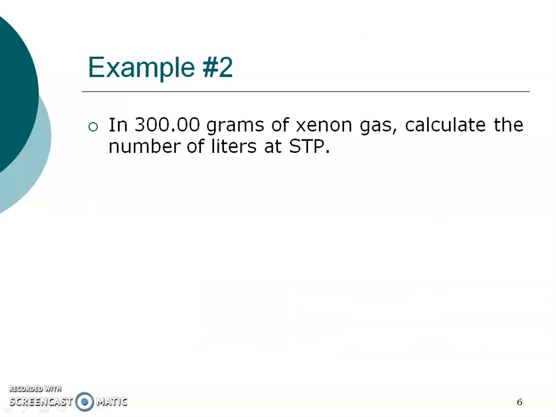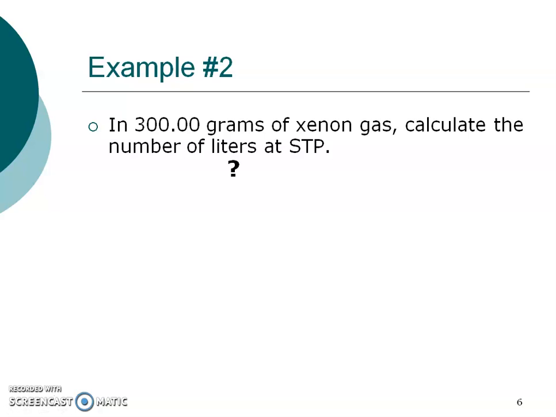Let's look at number 2. In 300 grams of xenon gas, calculate the number of liters at STP. Remember, when we're dealing with gas, we can be dealing with liters, and STP is standard temperature and pressure. Those are the conditions at which that measurement took place.